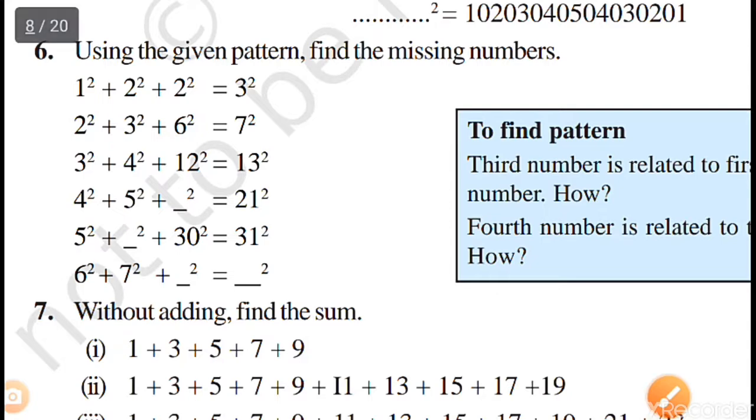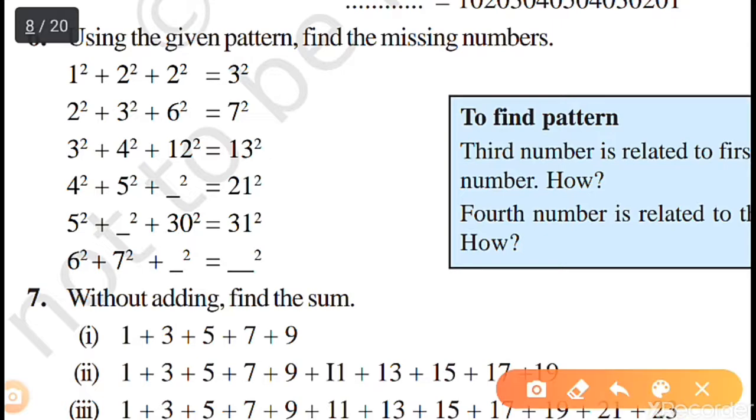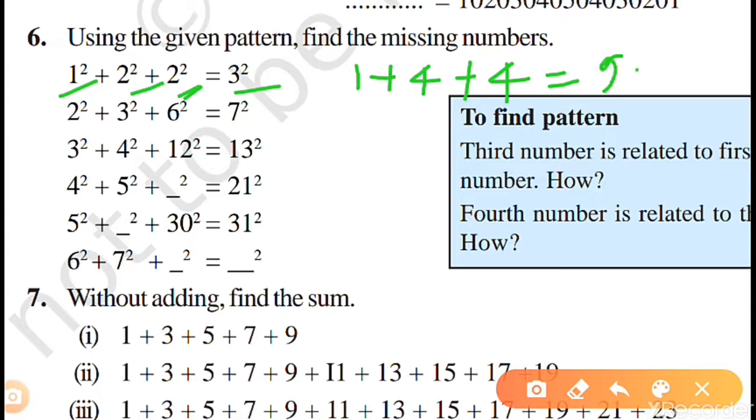Now moving to question number 6, using the given pattern find the missing number. Okay, so here you can see it's 1 square, 2 square plus 2 square is equal to 3 square. If we solve this, 1 square is 1, plus 2 square is 4, and 4 square is 2 square is 4, and it is equal to 9 which is equal to 3 square, so LHS is equal to RHS, but that is not what we have to do.